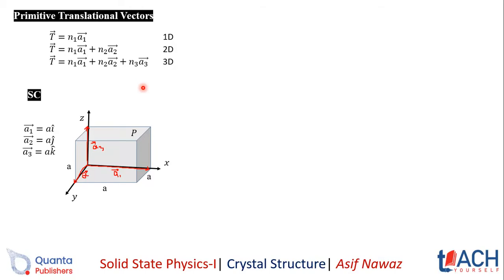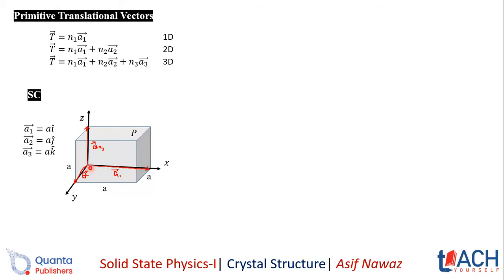Let's calculate these translational vectors in a three-dimensional space. So say we have a cube. In case of a cube, we all know that the lattice parameters along x, y, and z are all the same, and here they are denoted by a distance a, right?